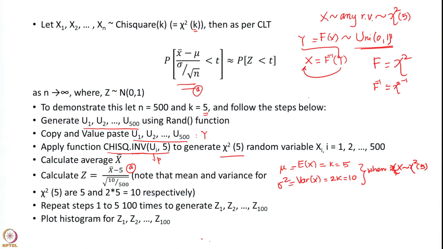Repeat the steps 1 to 500 times. So, this 500 data point is N, this we are doing 100 times so that we can have a nice histogram to generate Z1, Z2, Z3, Z100. And then plot the histogram and let us see how does it look like.